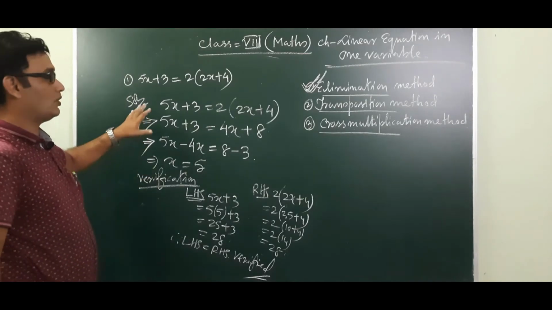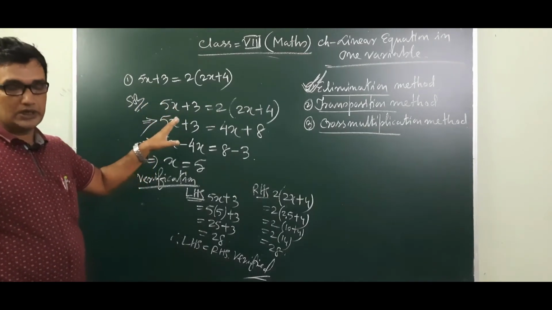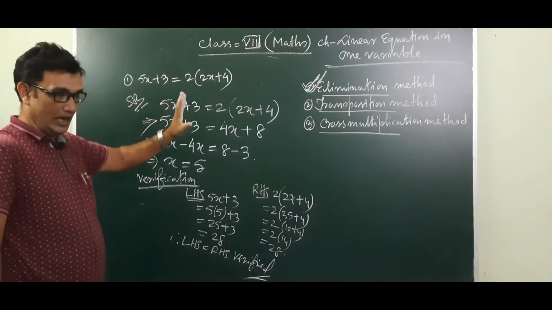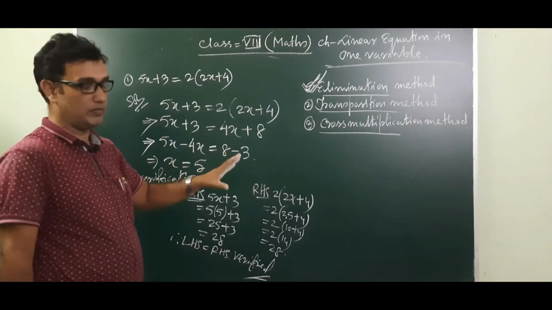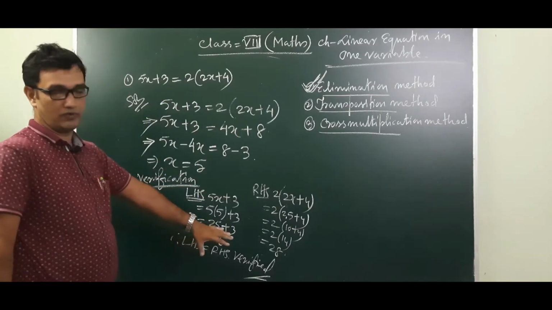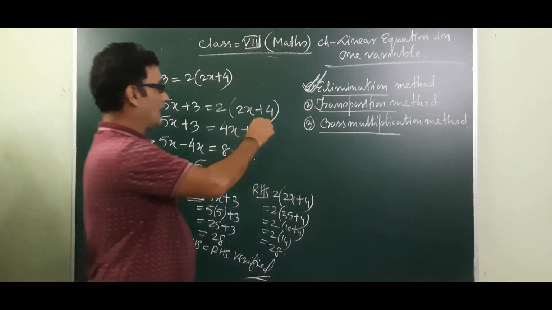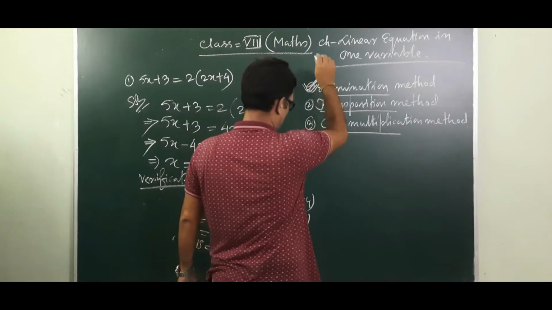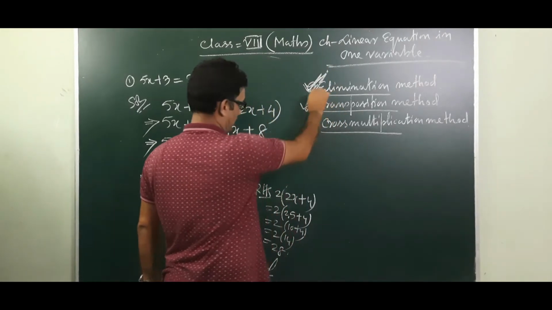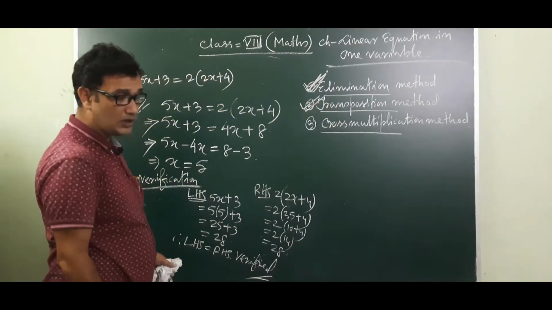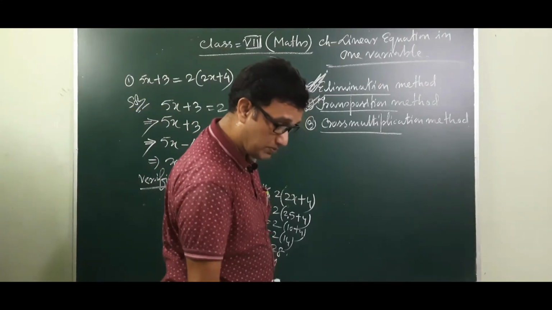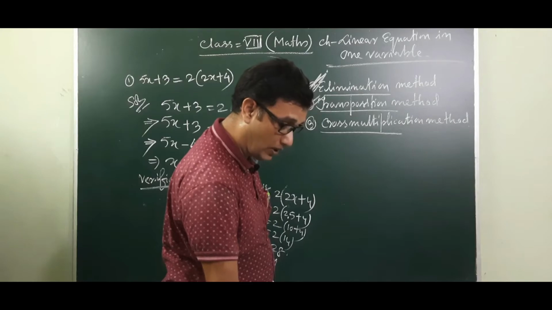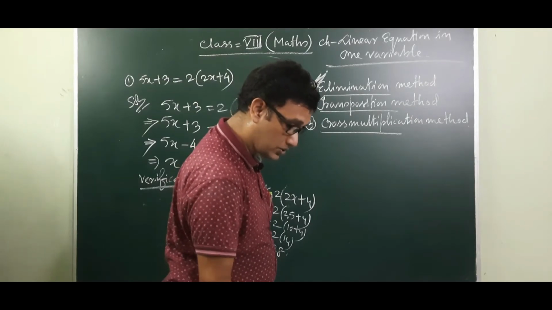So if in your question it is given solve and verify, and no mention, they are not mentioning about any method, you can solve like this way and you can verify it. So this is all about your elimination method and transposition method. And cross multiplication method is very easy. Cross multiplication method means very easy, just I'll take one question and I'll show you.